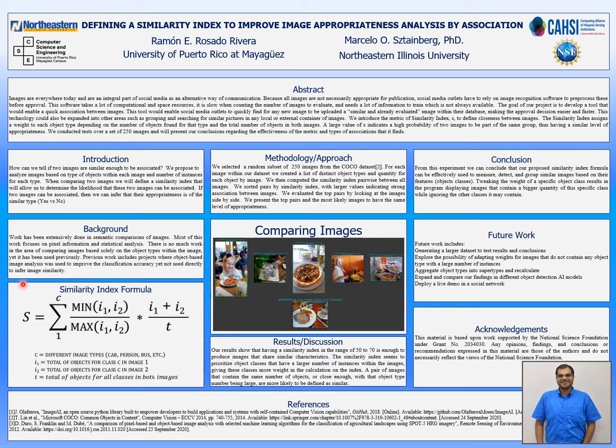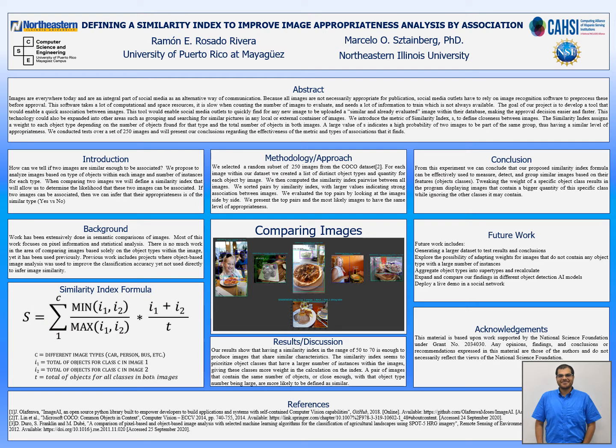We introduce the metric of similarity index S to define the closeness between images. The similarity index assigns a weight to each object type depending on the number of objects found for that type and the total number of objects in both images.